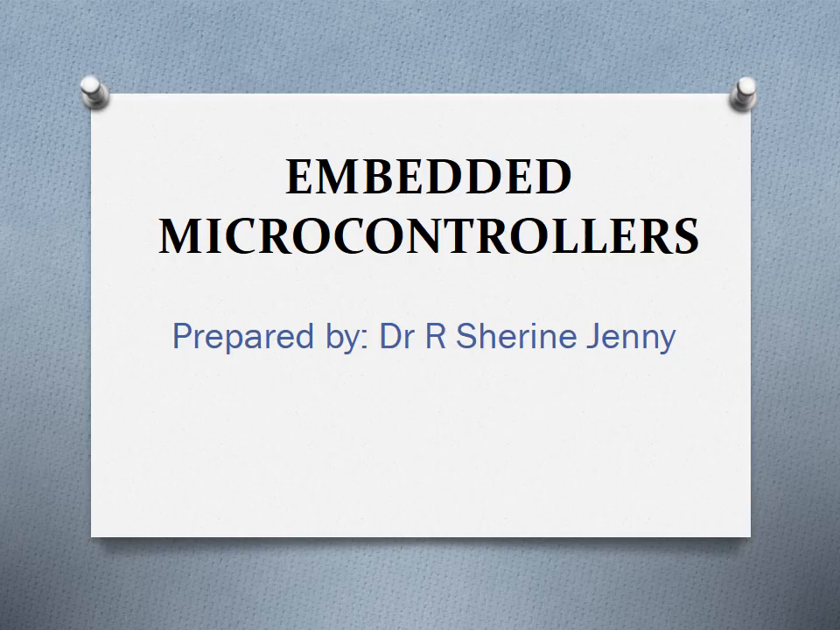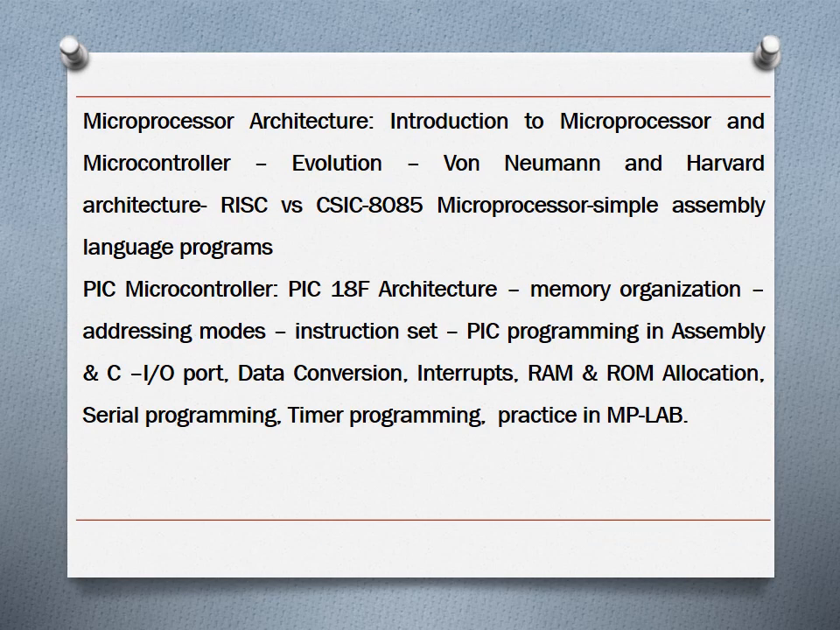The topics that will be covered will be one module and two subdivisions. One is related to the microprocessor architecture and some basics of the architecture: von Neumann, Harvard, RISC and CISC, and simple assembly language programming. And the second half of this module will be the PIC microcontroller and its architecture, along with the features you find inside the PIC microcontroller.